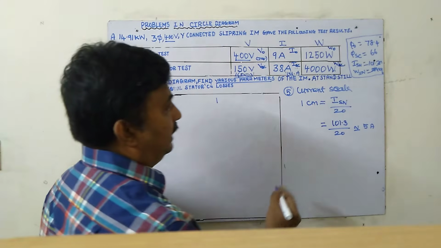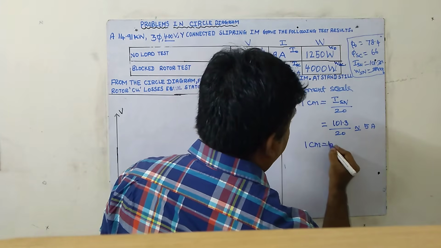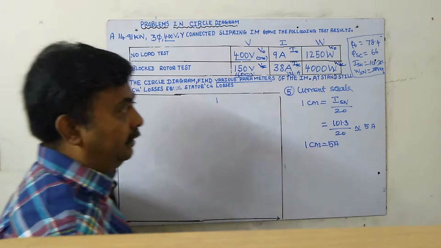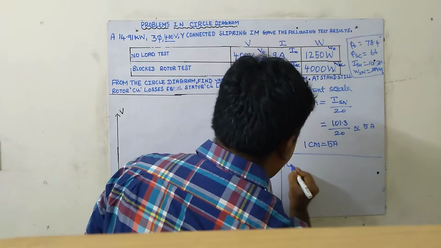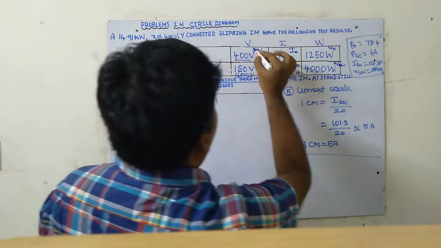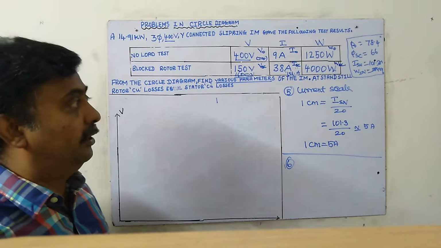Okay. Next, 1 centimeter equal to 5 amps. Immediately after calculating this, what is the sixth step? This thing we have calculated. Sixth step: this I naught value and ISN value, we have to convert into centimeter.